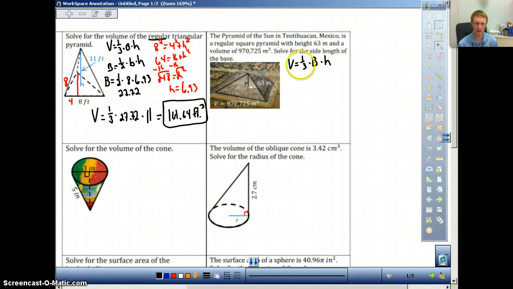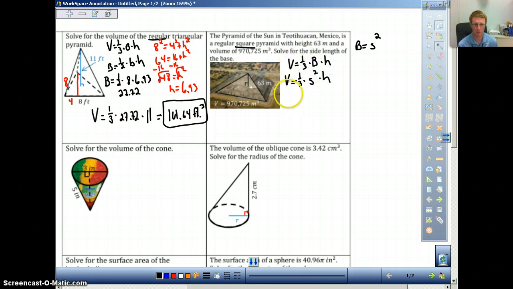Well, what we need to decide here again is we don't know what B is. They don't give it to us. We want to solve for the side length of the base. Well, let's first decide what it is. So our base is a square. So that means our big B is going to be equal to sides squared. So instead of having my big B, I'm going to put S squared. So that means our volume is 1/3 times S squared times H.